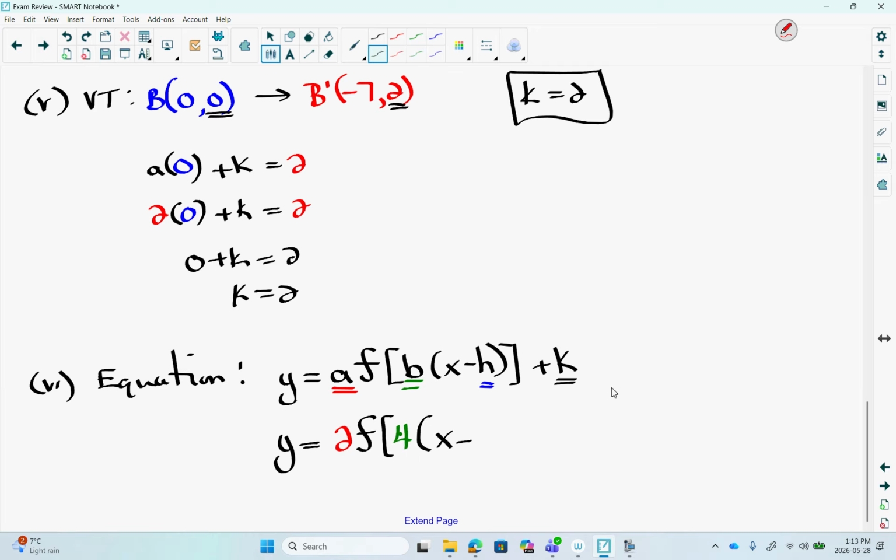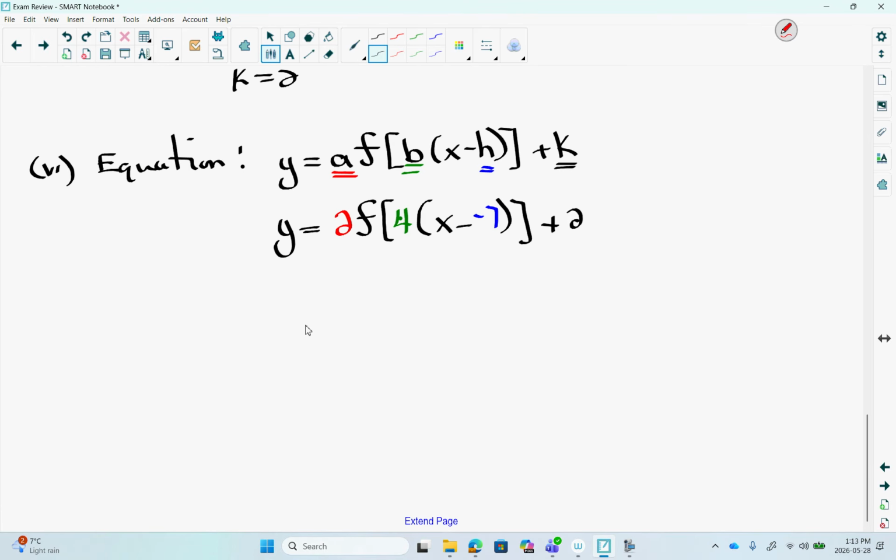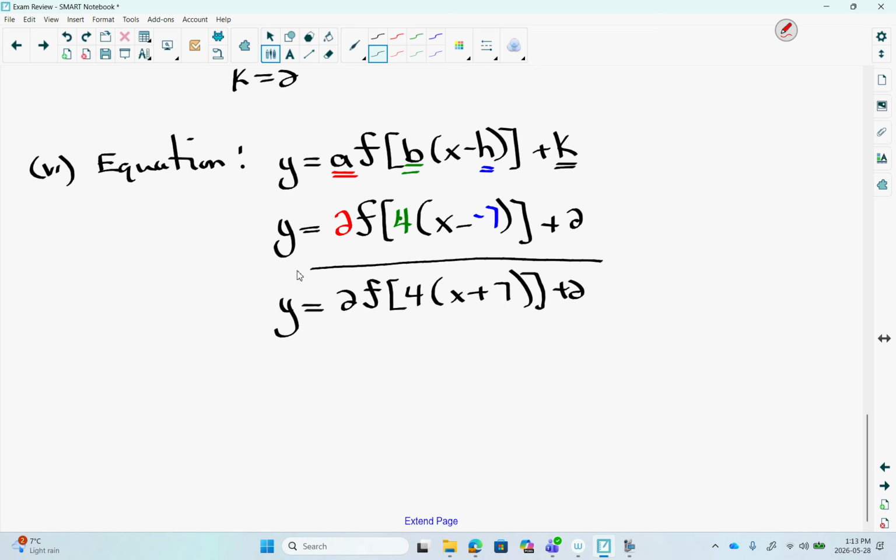X minus, what's my H value? -7. What would happen to those two negatives? Become a positive. Awesome. And what's the K value? 2. My final answer would look like this. Now you could write g of x equals, or y equals, it's all good. Close the brackets twice, plus 2.